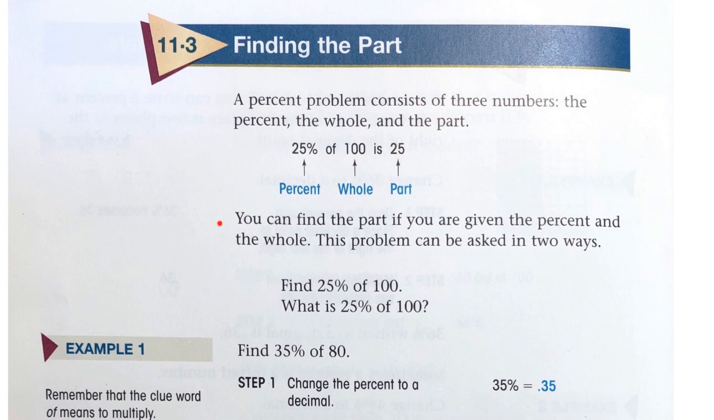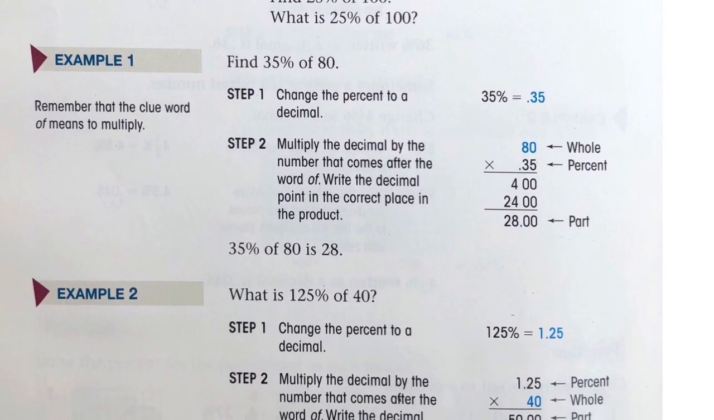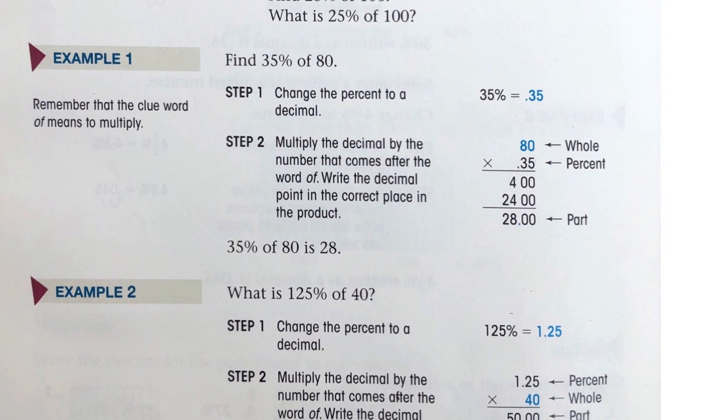You can find the part if you're given the percent and the whole. This problem can be asked two ways. Find 25% of 100. What is 25% of 100? Let's take a look at an example when we're asked to find 35% of 80. And remember that the clue word "of" means to multiply.